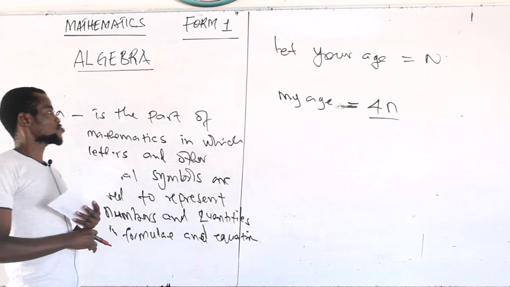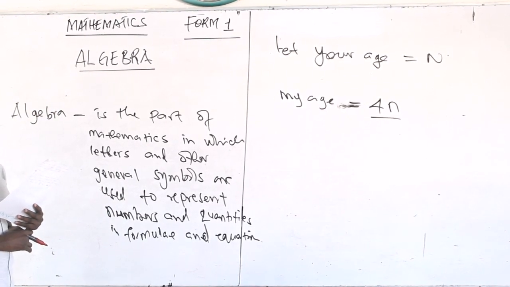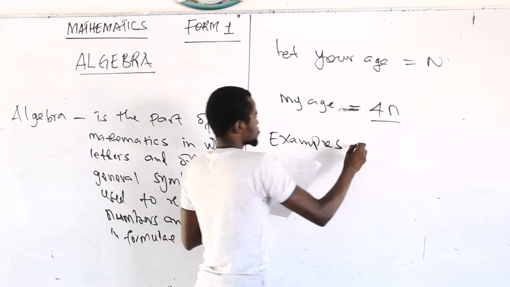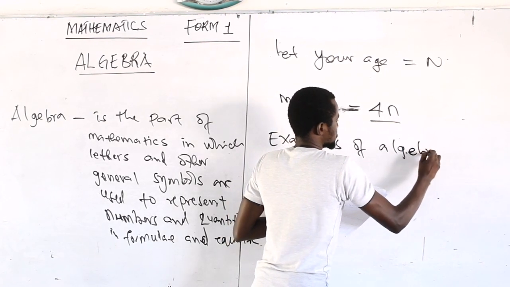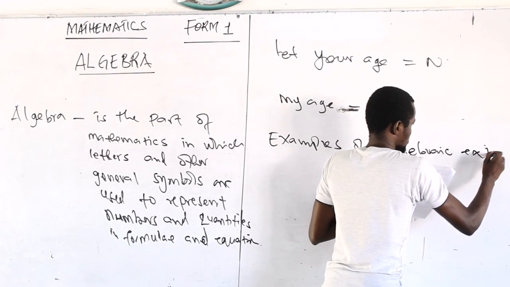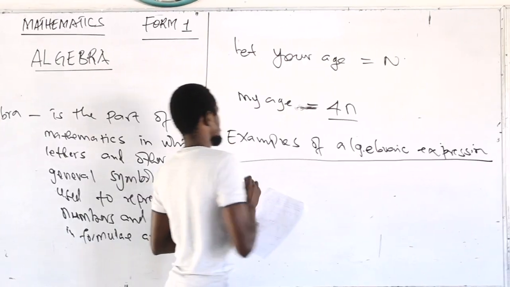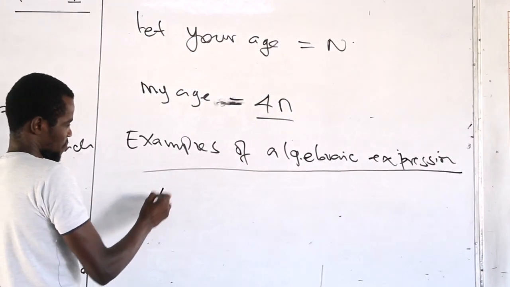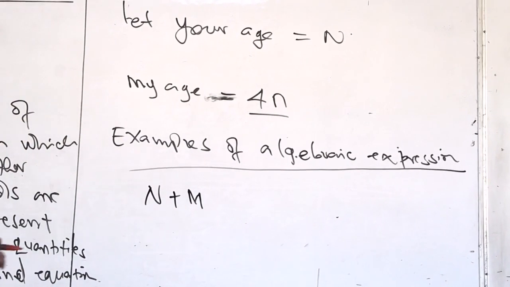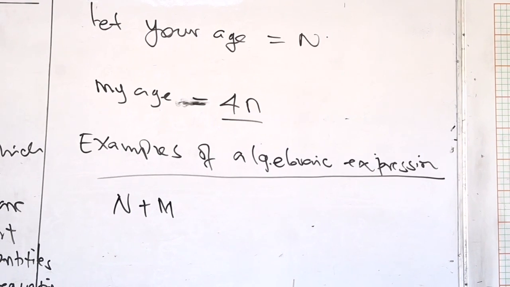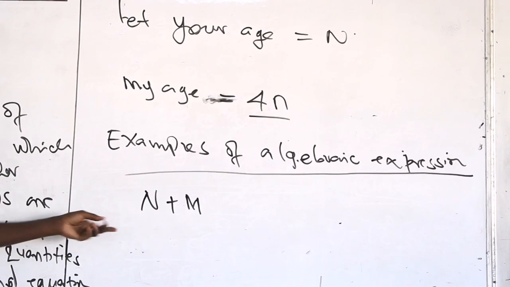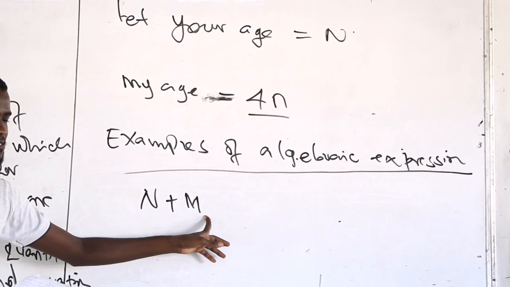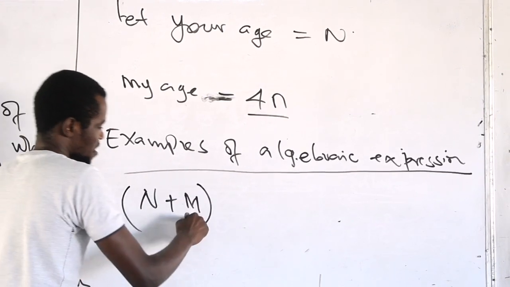So by that we are going to give more examples of algebraic expressions. We can have an expression, for instance, n plus m. So we have said use of letters. When we use letters or other general symbols, in this case we have used n plus m. We can say n mangoes plus m oranges. So in total it means we have n plus m fruits.